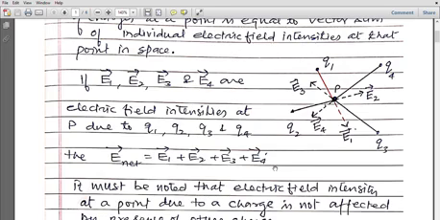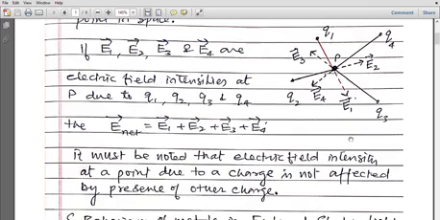Okay, so while calculating electric fields it must be clear to you that when I am calculating the electric field at P due to Q1, then Q2, Q3 and Q4 do not affect the value of the electric field at point P. It must be clear to you. The presence of other charges does not affect the value of electric field intensity at a point.